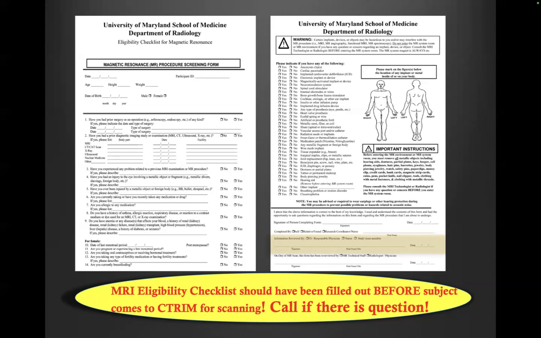And also, if there's anything that's marked as a yes, please let us know. It doesn't need to be on the day of the MRI. Ahead of time, we can intercept any potential issues, and then we can try to clear it before. So it oftentimes takes a few days to clear any device.